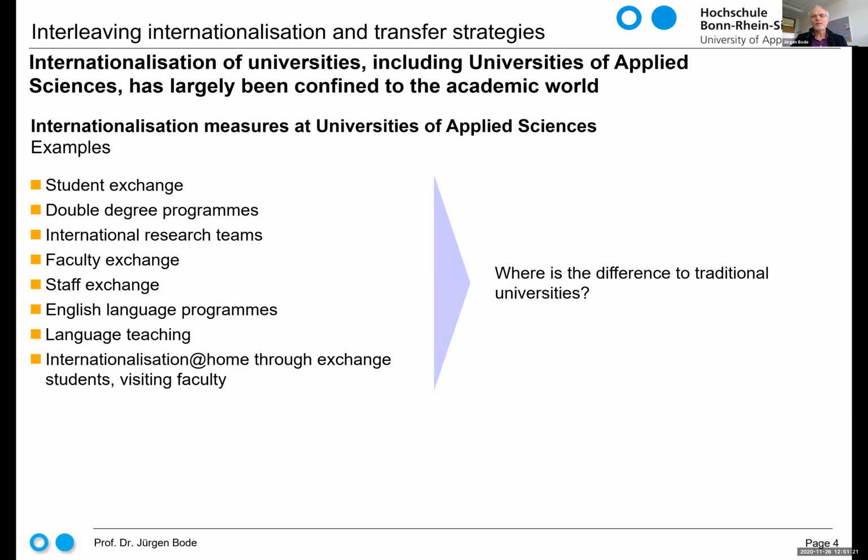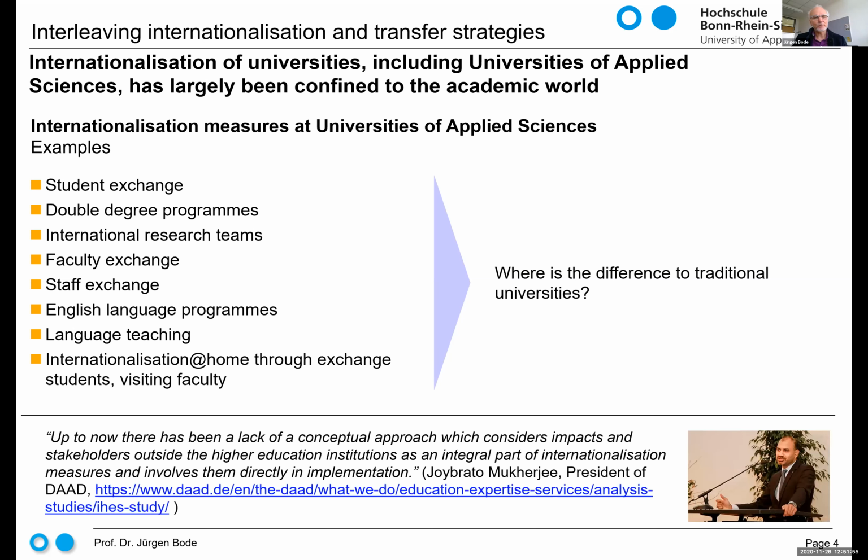So where is the difference? Where is the difference from traditional research-oriented universities? And I have to admit, when you see this list, there is not much difference. The internationalization at universities of applied sciences, by and large, follows the example of traditional universities. We don't see the distinct profile of universities of applied sciences being reflected in the internationalization measures.